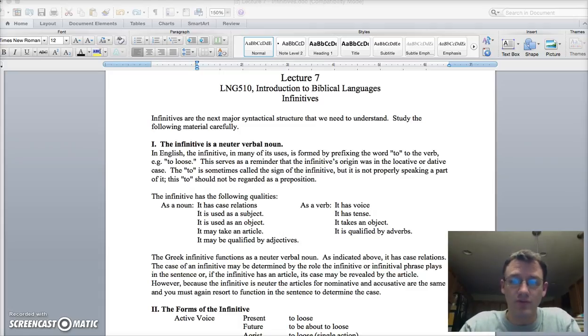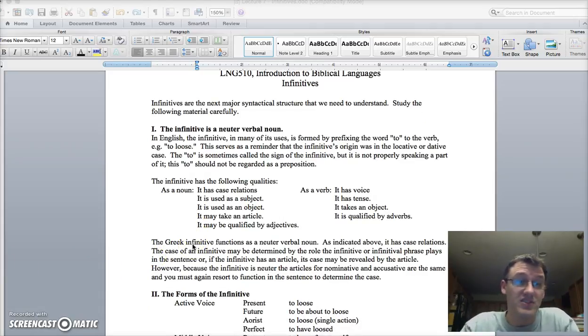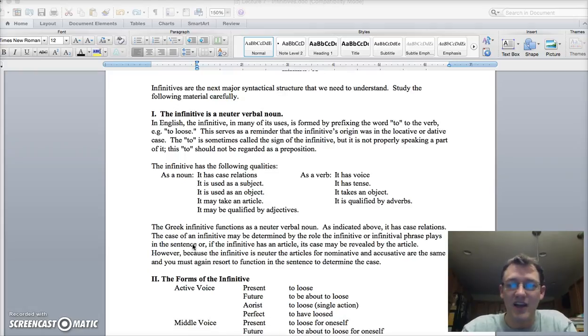Infinitives are indeed verbal forms, but as verbal nouns, they can function in ways that nouns do. So, for instance, you'll see at the very beginning of the lecture here, it has case relations. It's used as a subject, an object. It can have a definite article in front of it. It can have a preposition and a definite article in front of it. It has voice. It has tense. It can take an object. And it is qualified by adverbs, and in those ways, it's of course like a verb. So it's like a hybrid. Just as the participle is a hybrid between a verb and an adjective, likewise an infinitive is a hybrid between a noun and a verb. So you're going to have to check your preconceptions at the door and let it be what it is.